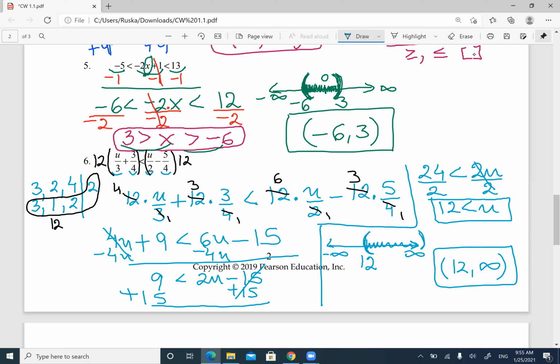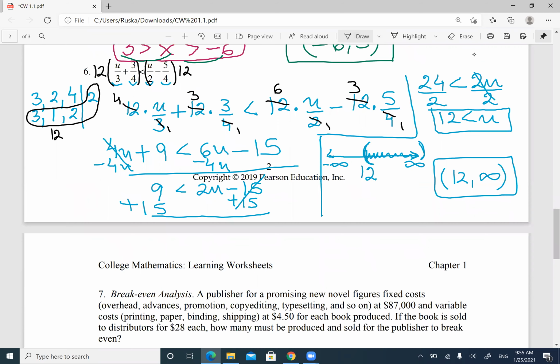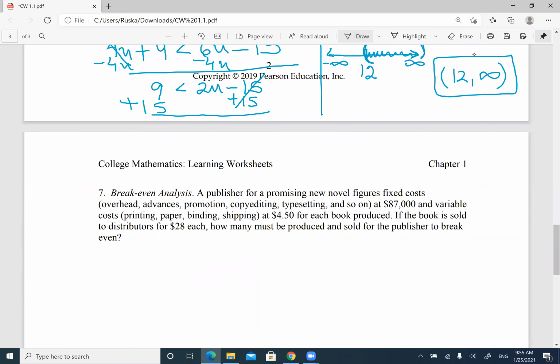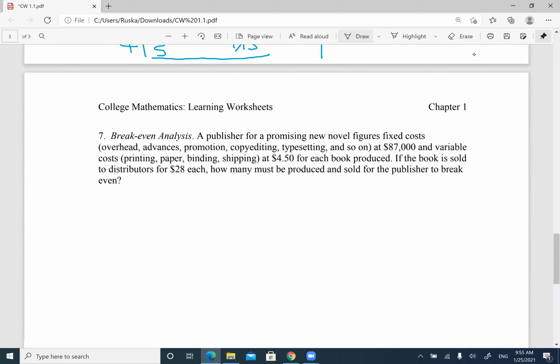Okay? Any questions on inequalities? No? Okay. So that's how you do inequalities and equations. And then you have one more application here. It's a word problem, so let's solve that. It's a break-even analysis.